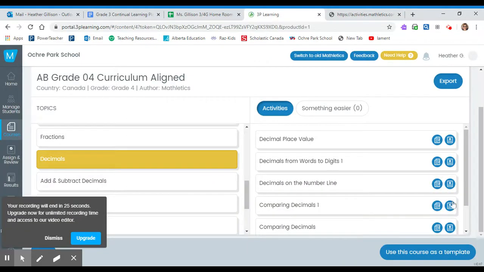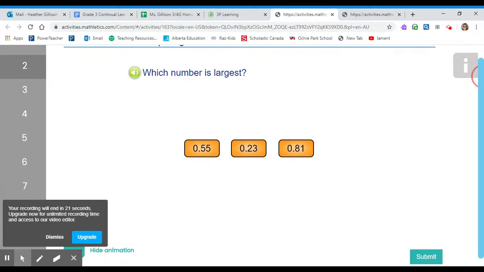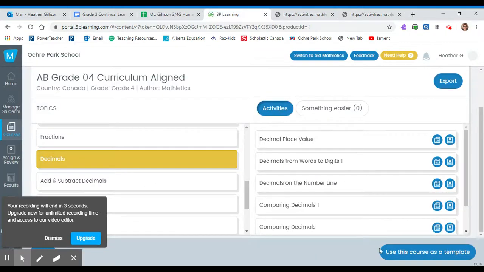And then you also have comparing decimals, which is a really good exercise too. So which number is the largest? So just think about it as 55 over 100, 23 over 100, 81 over 100. Which one would you want on a test? Well, you would definitely want 81 over 100. And there you go. And your second exercise is, I believe, the same. Yes.